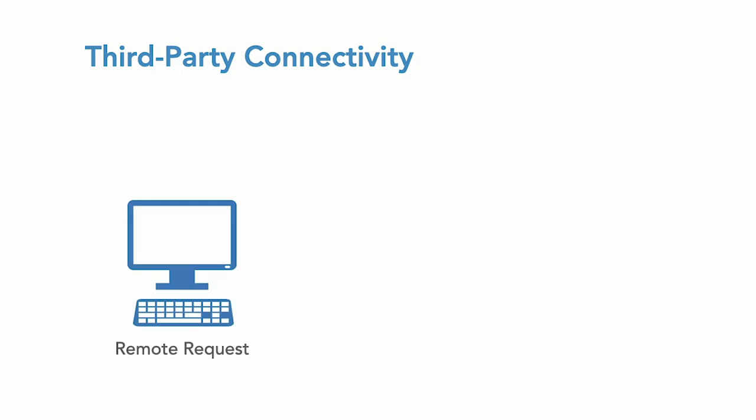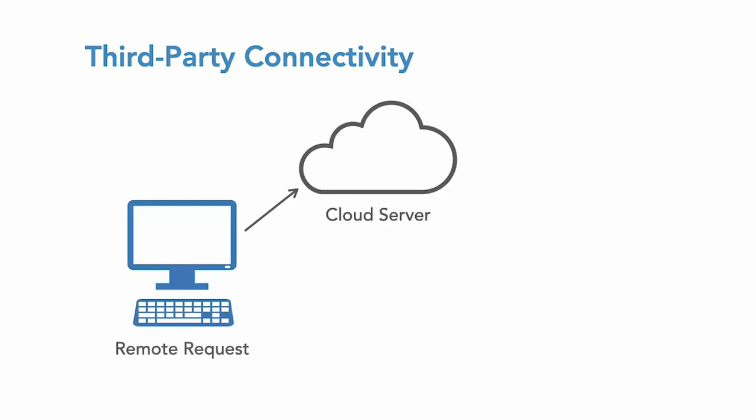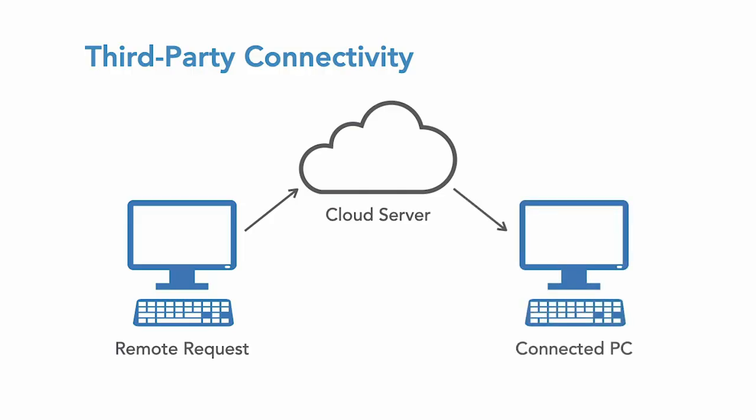A product like TeamViewer or ConnectWise will connect up to the internet rather than from the Windows computer directly to the Mac. So what happens is you have the remote request, let's say coming from a Windows computer, and it's heading up to a cloud server. So it's not going directly to the Macintosh, it's going to the cloud server. And then from there, it goes down to the connected PC.